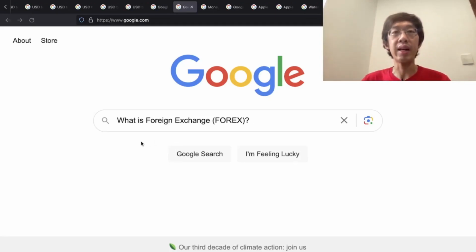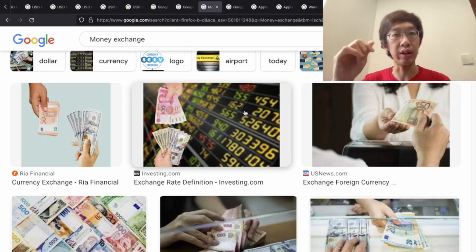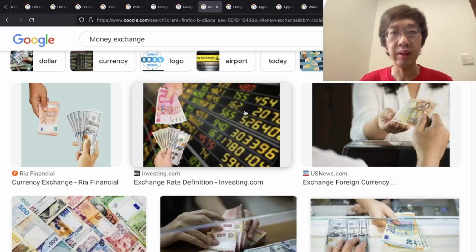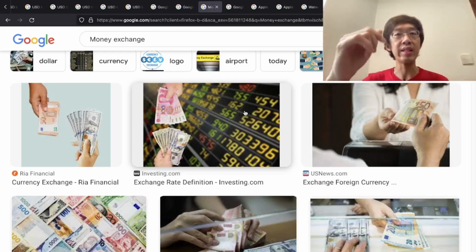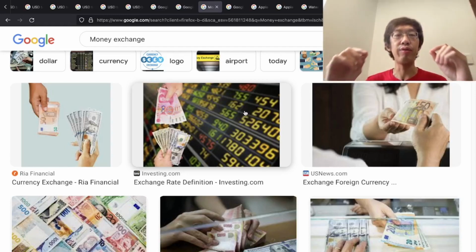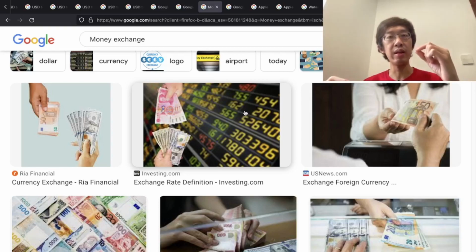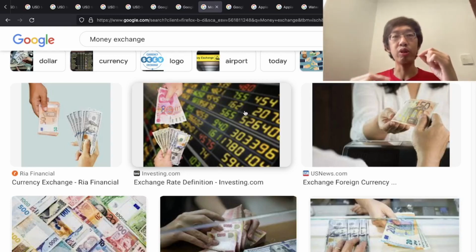What is foreign exchange, currency exchange? Some people also call it Forex. Foreign exchange: if you have any currency, let's say you have US dollars, you want to buy Singapore dollars, Japanese yen, euro, you go and exchange at a money exchange. Then you sell your US dollars and you buy Japanese yen, euro. That is called foreign exchange, currency exchange. You exchange your currency with another currency that you want to buy.